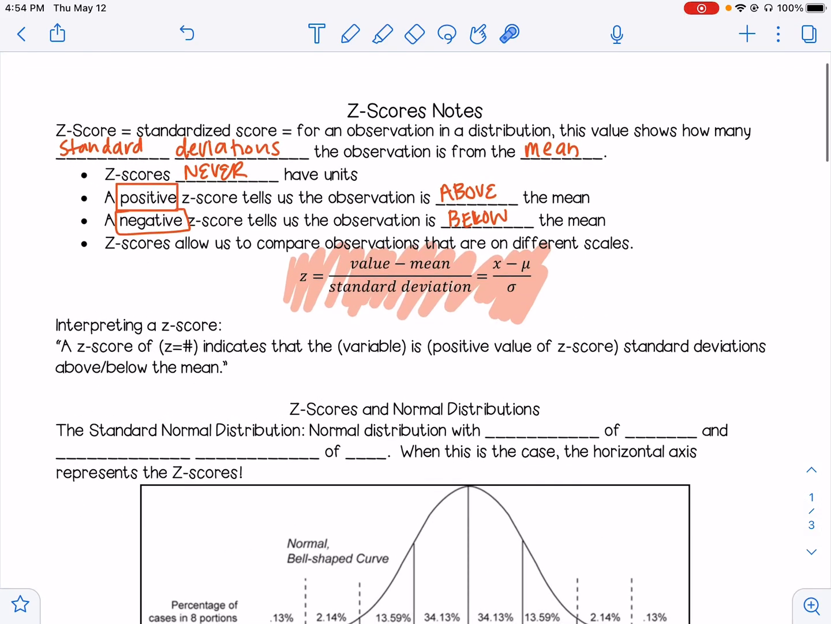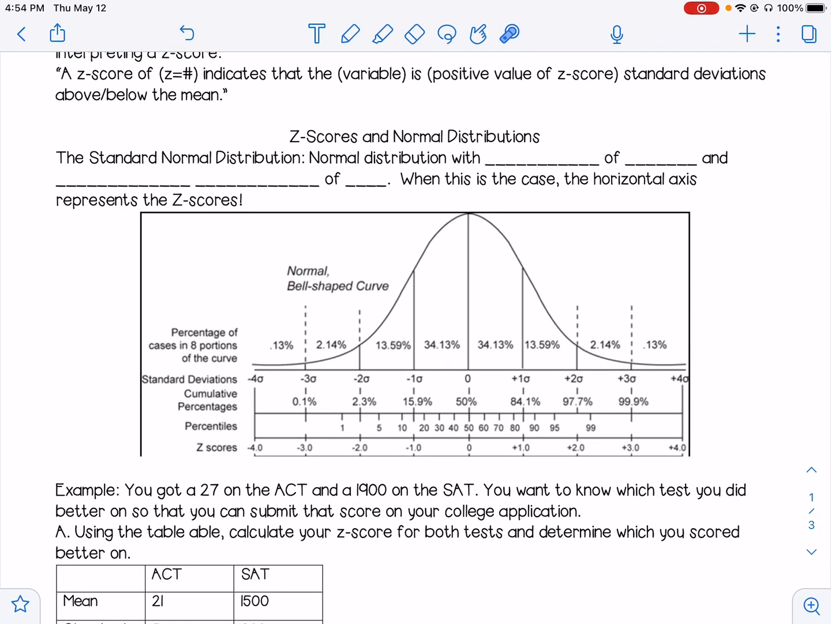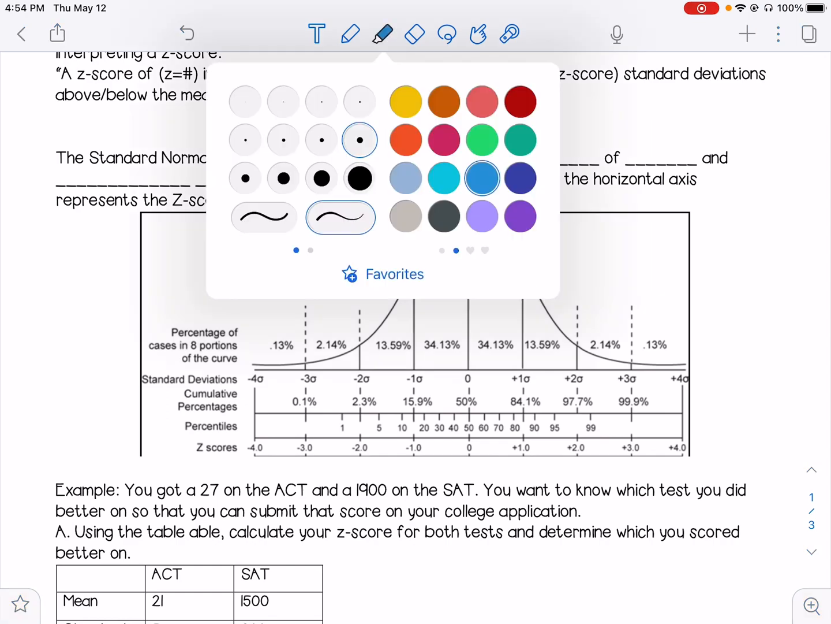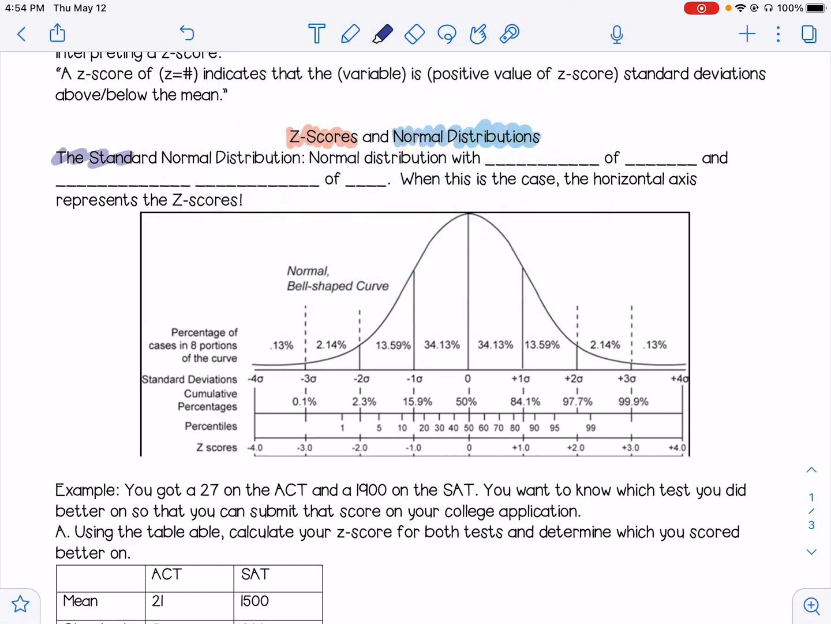All right. So if we keep scrolling, we can look at this here. As I mentioned, z-scores are highly related to normal distributions. And when we put the two together, we get what is known as the standard normal distribution. This is a very specific type of normal distribution. It is a normal distribution where the mean is 0, so the mean of your data set is 0, and the standard deviation is exactly 1.